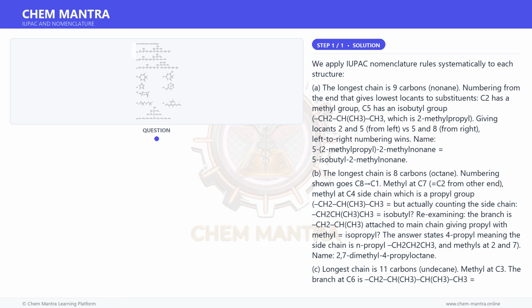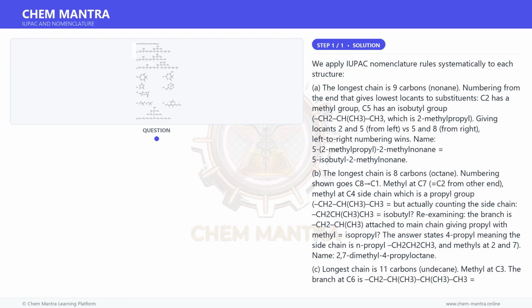K. The nonane main chain has a very complex substituent at C5. The quaternary carbon at C5 bears 1 ethyl group, CH2CH3, 1 methyl group, and 1 CH(CH3)CH(CH3)2 group, making it 2-methyl-1-methylethyl. The substituent name is 1-ethyl-2-methyl-1-(1-methylethyl)propyl. Name: 5-(1-ethyl-2-methyl-1-methylethylpropyl)nonane.